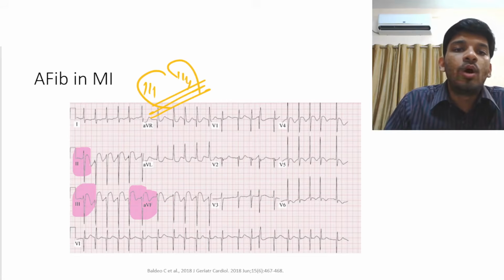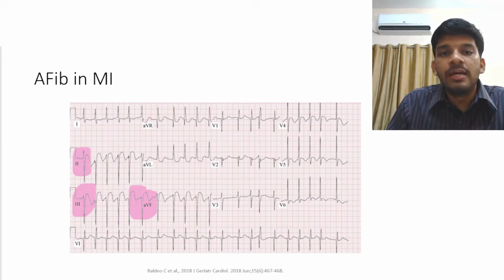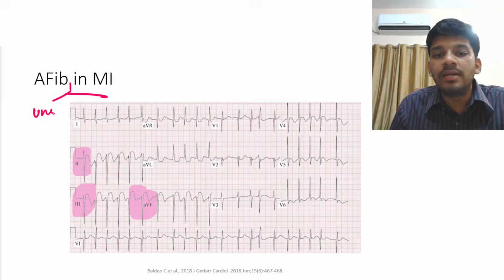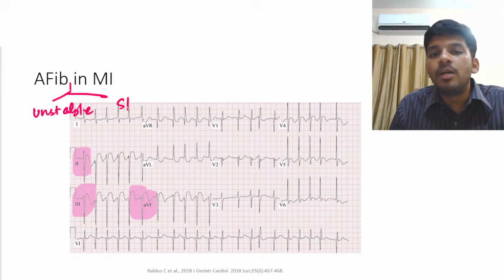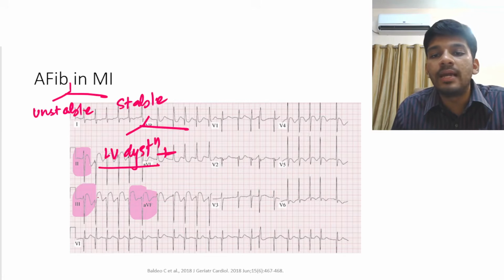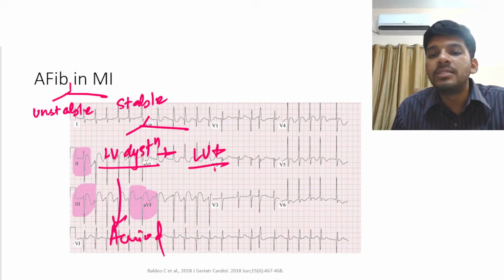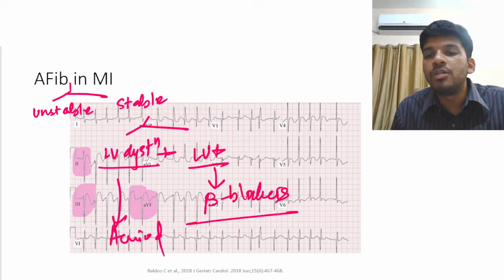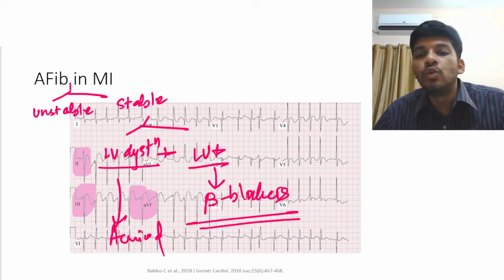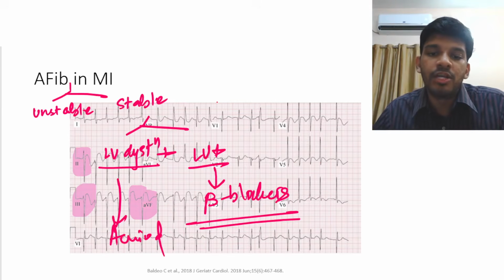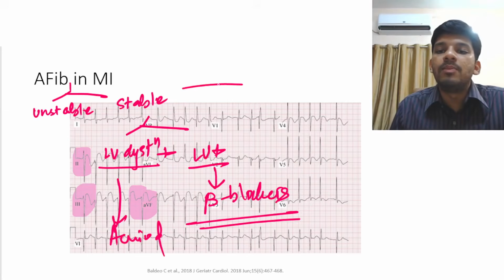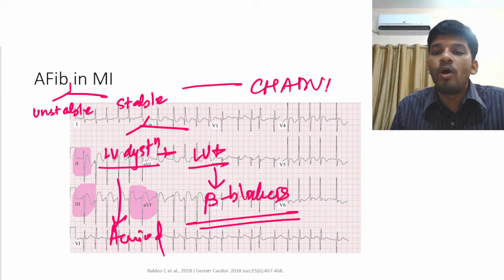The management is the same as what you will manage in a routine atrial fibrillation. If the patient is unstable, you have to give DC cardioversion. If the patient is stable, you see the ejection fraction and LV dysfunction. If LV dysfunction is present, it is acute heart failure. Beta blockers are contraindicated, so you have to go with amiodarone. However, if LV function is preserved, you can still go for beta blockers. Looking at the clinical picture of the patient, you can go ahead, give metoprolol, and do rate control for such atrial fibrillation. Other thing to look at is in a stable patient whether CHA2DS2-VASc is positive.